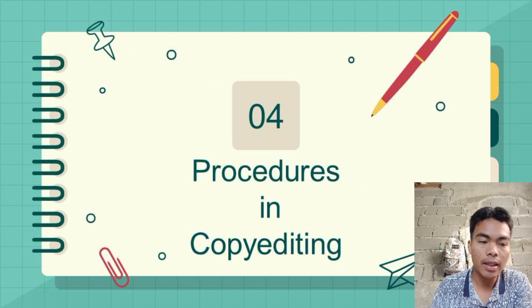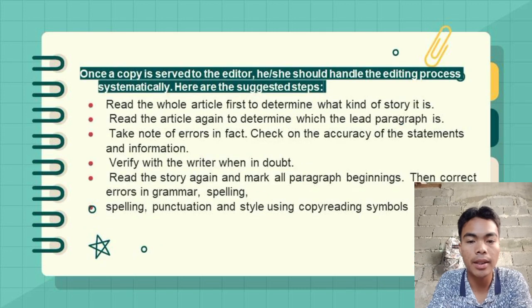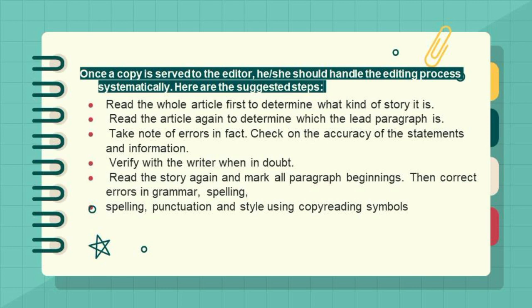So what we have in the next slide is the procedures in copy editing. Once a copy is served to the editor, he or she should handle the editing process systematically. Here are the suggested steps. First, read the whole article to determine what kind of story it is. Second, read the article again to determine which is the lead paragraph. Take note of errors in fact. Check on the accuracy of the statements and information. Verify with the writer when in doubt.